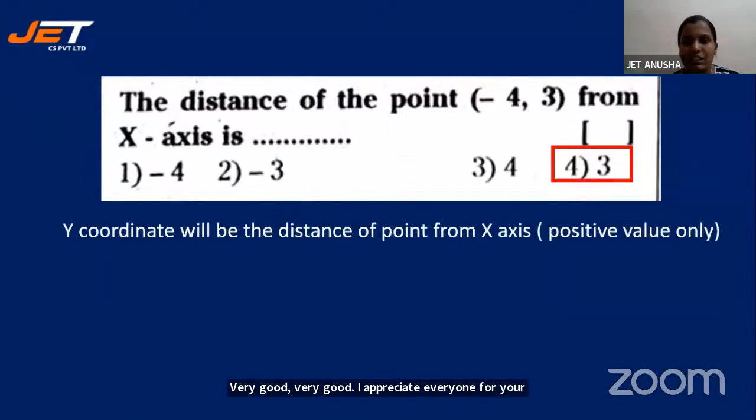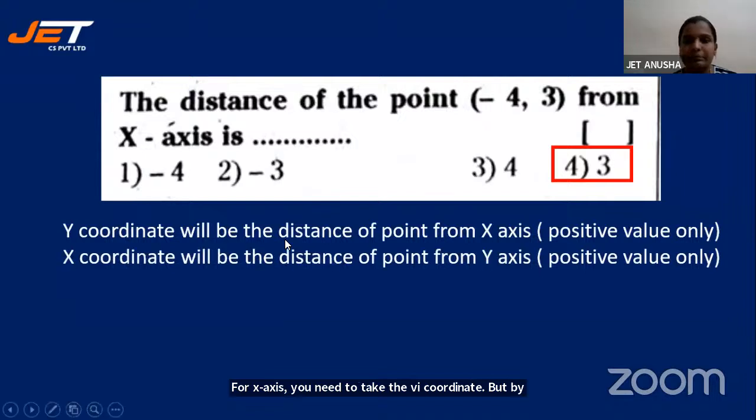So let's go with the next question. Here we have some explanation. Look at here. Y coordinate will be the distance of the point from x-axis. Always you need to take the positive value only. If the given value is negative, then always you need to consider it as positive only. For x-axis, you need to take the y coordinate. For y-axis, you need to take the x coordinate. Okay. So let's go with the next question.